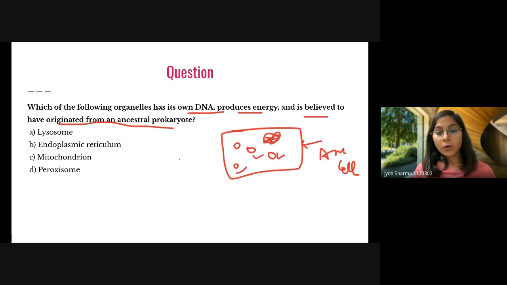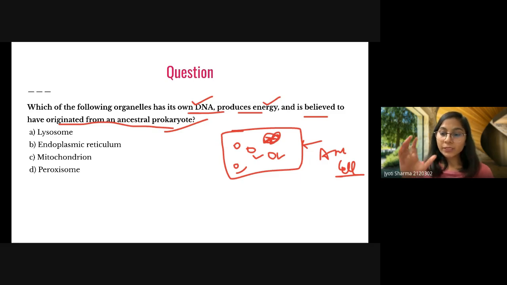So the organelle that we have inside the cell of, let's say, an animal or plant cell, that has its own DNA, produces energy, and is believed to have originated from prokaryotes. You have to tell me what kind of organelle we are talking about inside either the animal cell or the plant cell that has its own DNA. So the options are lysosome, endoplasmic reticulum, mitochondria, and peroxisomes.